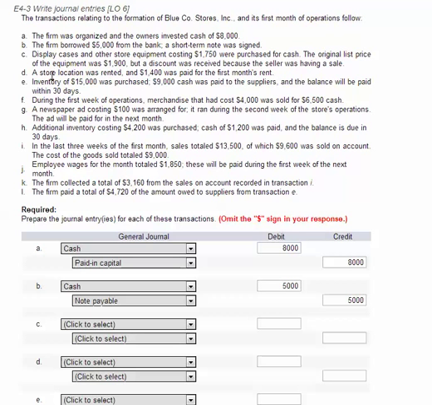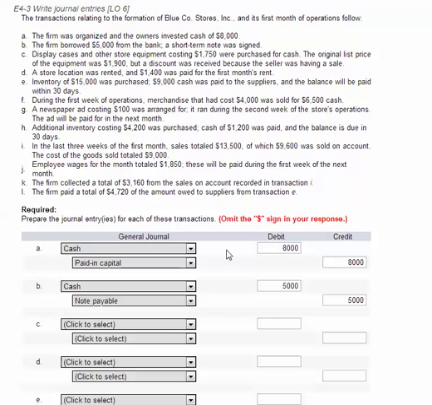How about C? Display cases and other store equipment costing $1,750 were purchased for cash. It goes on to say the original list price of the equipment was $1,900, but a discount was received because the seller was having a sale. Well, I don't care what it retailed for. I only care what I purchased it for. That's all we care about in accounting, what it actually cost, not fair market value, not what it should have been, what we actually paid.